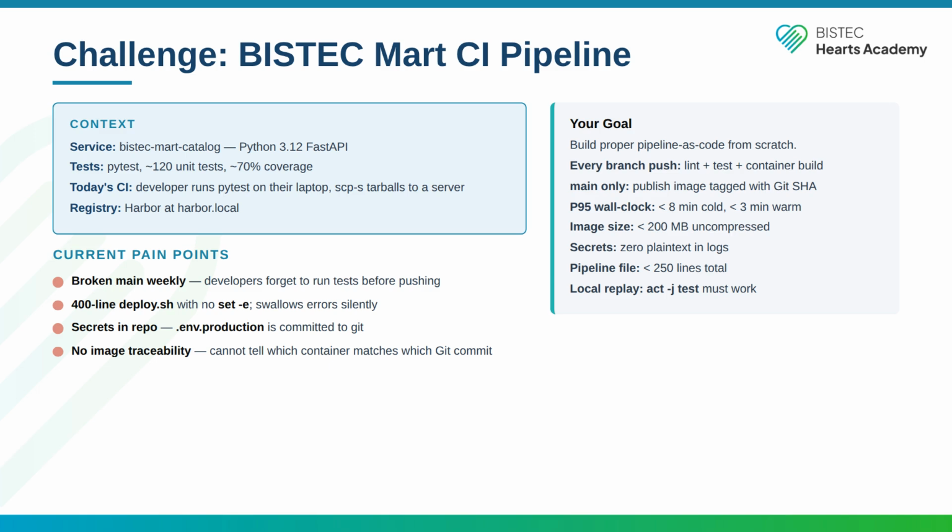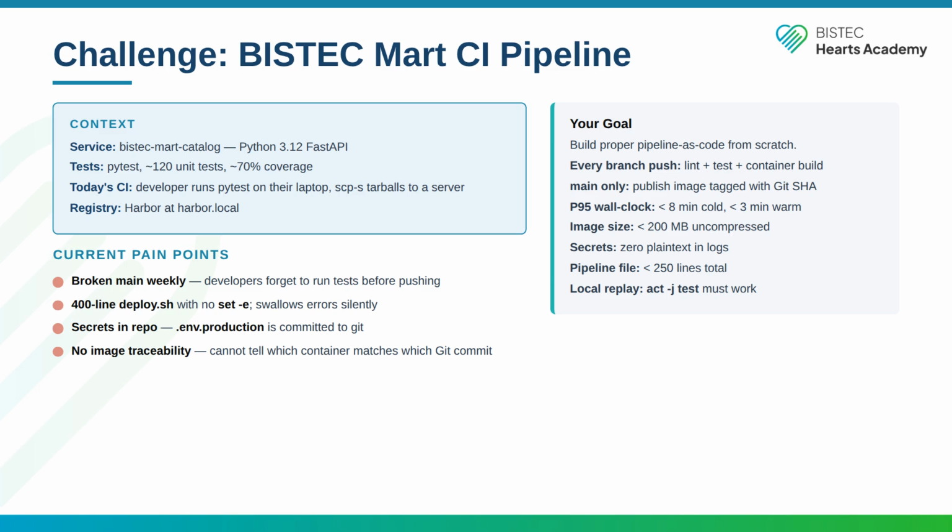The pain points are concrete. Broken main happens roughly every week because developers forget to run tests. The deploy script is 400 lines with no error handling. It swallows failures silently. Secrets are committed to the repository in a production env file. No one can tell which container in production matches which git commit, and only 2 people know the full deploy procedure. Your job is to fix all 5 of those problems by building a proper CI pipeline.